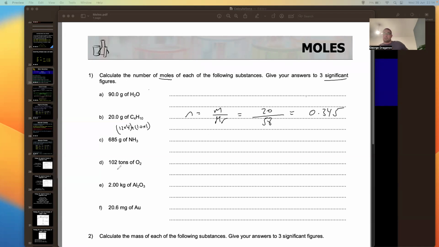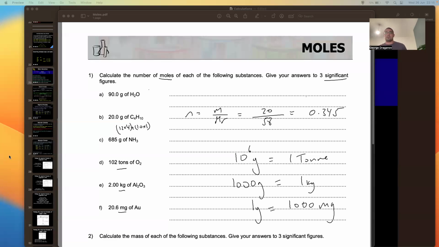Be careful. Here, here, and here, you must change it to grams. So 10 to the power of 6 grams equals 1 ton. So that's 1,000,000 grams. 1,000 grams equals 1 kilogram. And this is the weird one. 1 gram equals 1,000 milligrams. So you have to divide that one by 1,000, times by 1,000, times by 1,000,000 to turn into grams.